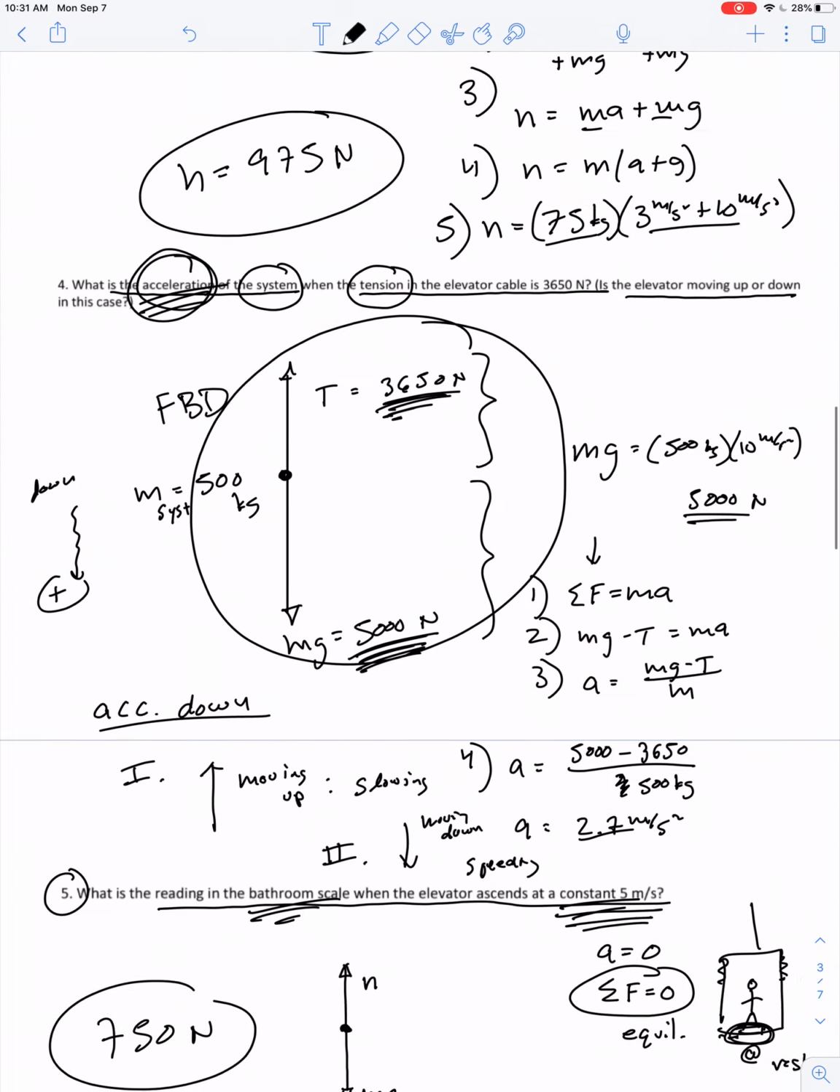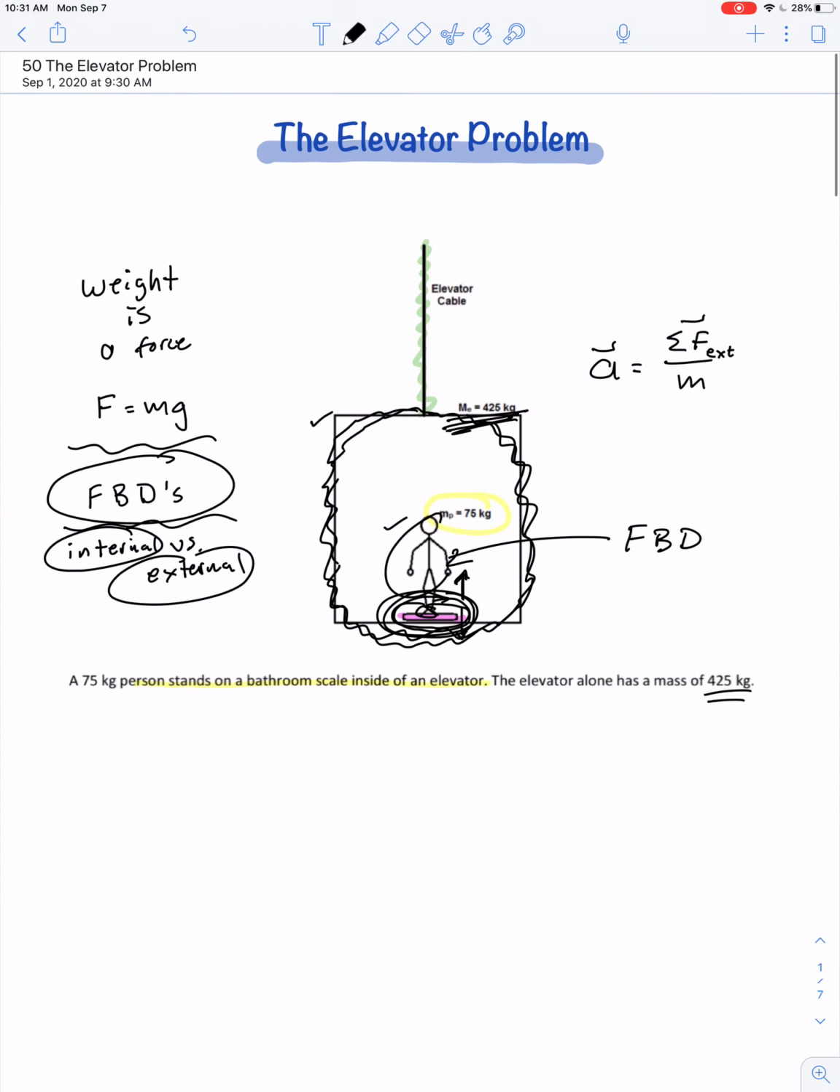So there you have it. The elevator problem is an introduction to distinguishing between internal and external forces. It gives good practice in making free body diagrams, and it allows us to have an example in which we have to incorporate calculations of weight as one of the important forces in our free body diagram.